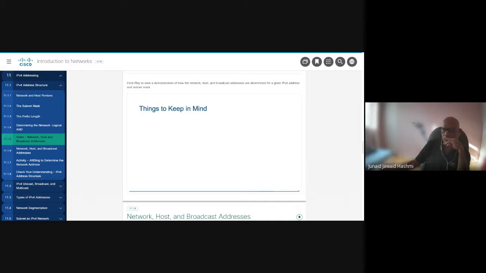Things to keep in mind when working with IPv4 addresses. All IPv4 host addresses are 32 bits in length. A portion of the address represents the network that the host belongs to, and that starts at the left.